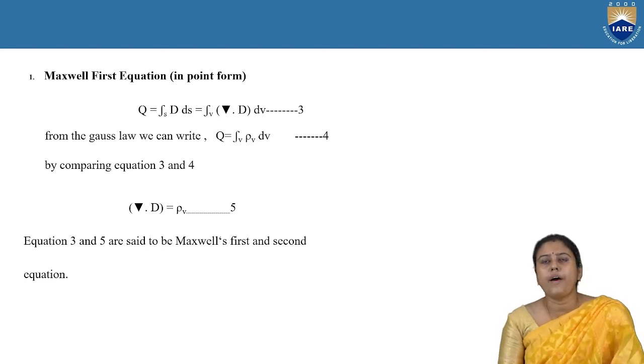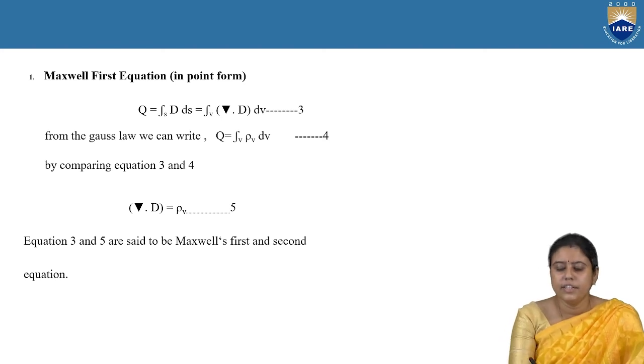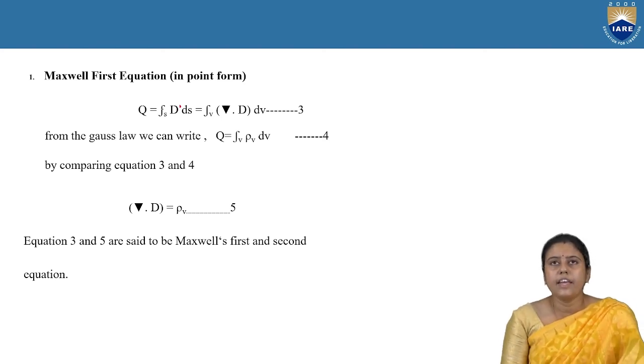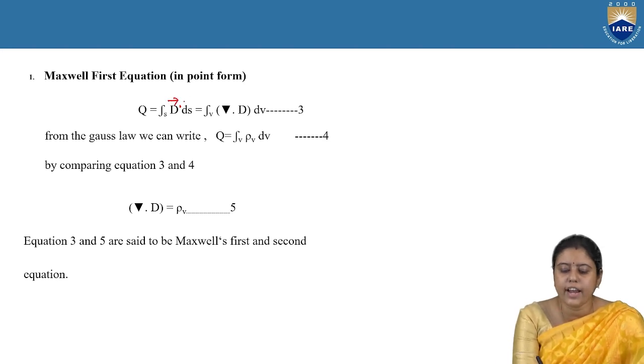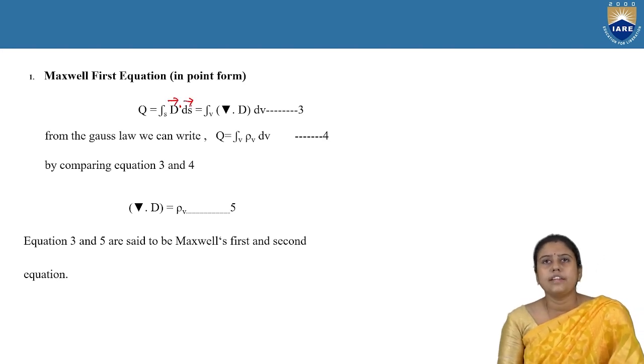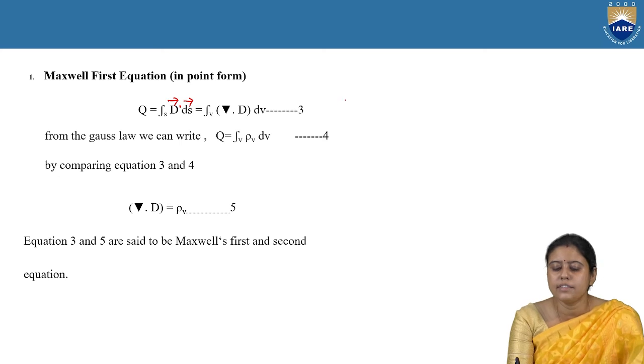The Maxwell's first equation in the point form can be written as follows. Already we know Q is a surface integral of D dot dS, where D is a vector quantity and dS is also a vector quantity. So if we want to calculate the volume charge integral, what is the value?